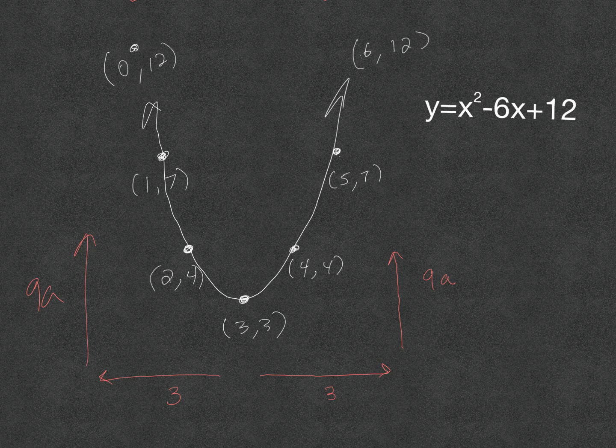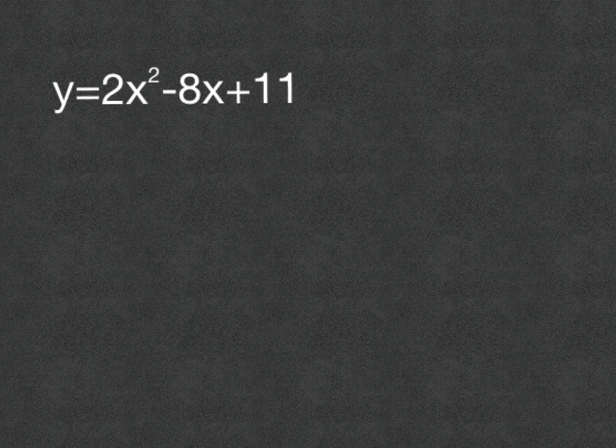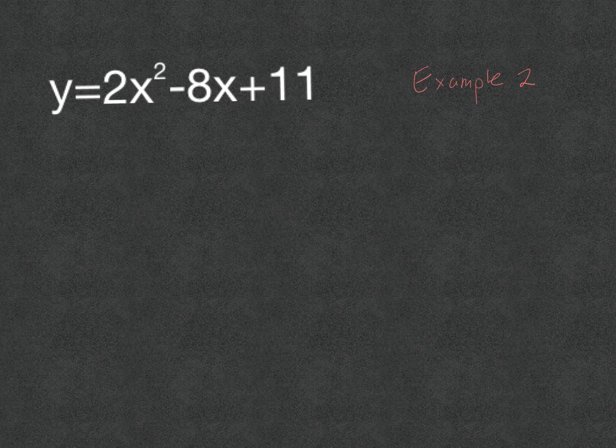Okay? Now, if this is a little bit confusing, let me show you on another example. For this example, the next one, a is not equal to 1. A is not going to be 1, it'll be 2. Okay, next, we have y equal to 2x squared minus 8x plus 11. This is going to be example 2.